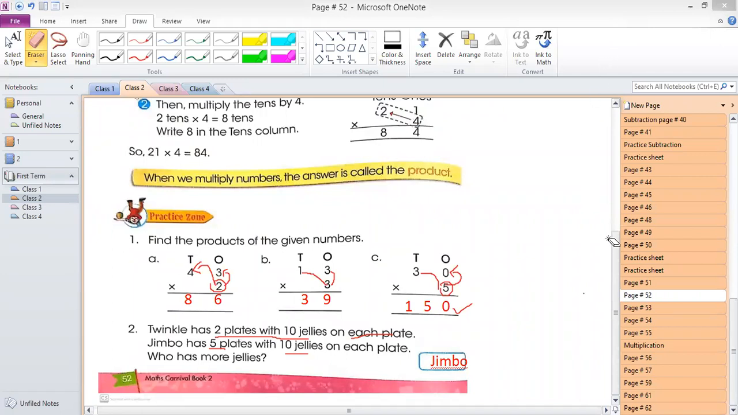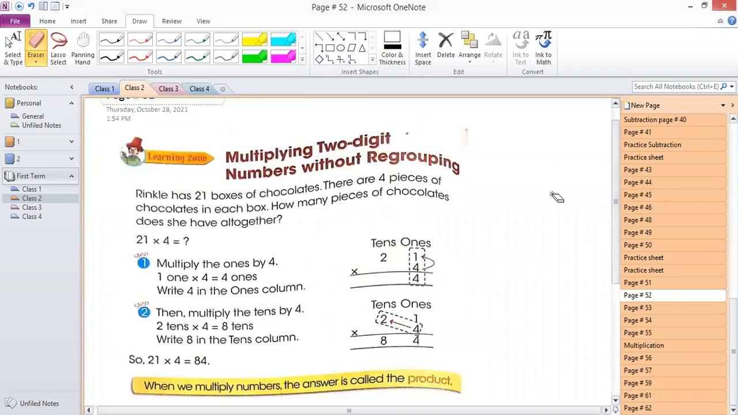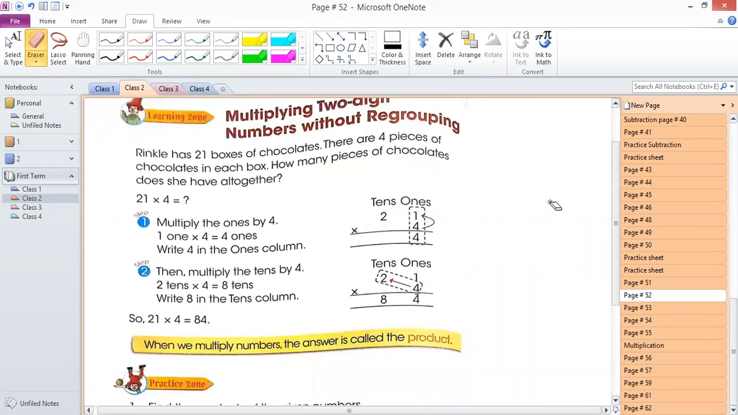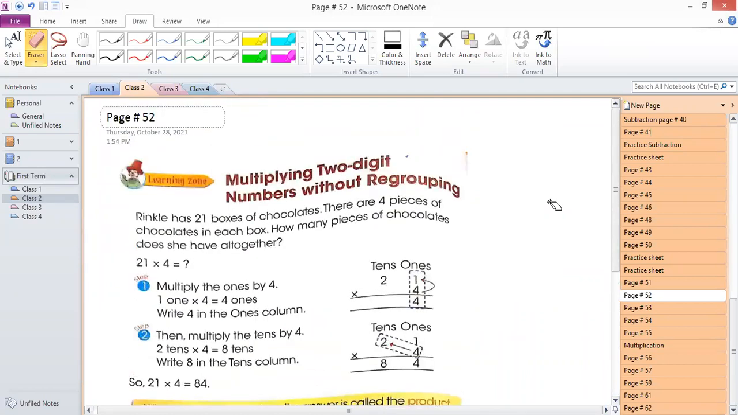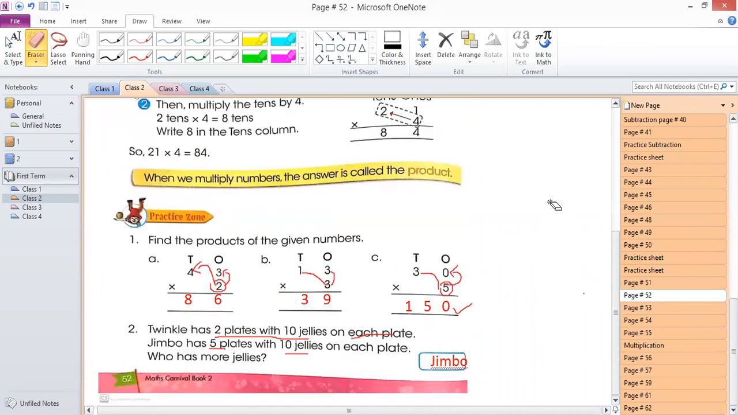We're studying multiplication, and in the last class we were discussing multiplying two-digit numbers without regrouping. So I'm going to revise one or two questions here for multiplying two-digit numbers without regrouping. The questions we did in the last class, I'm going to revise, and then we will continue further.